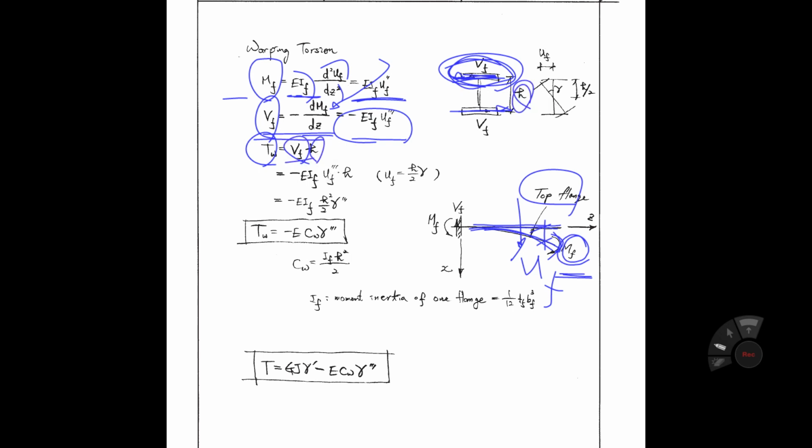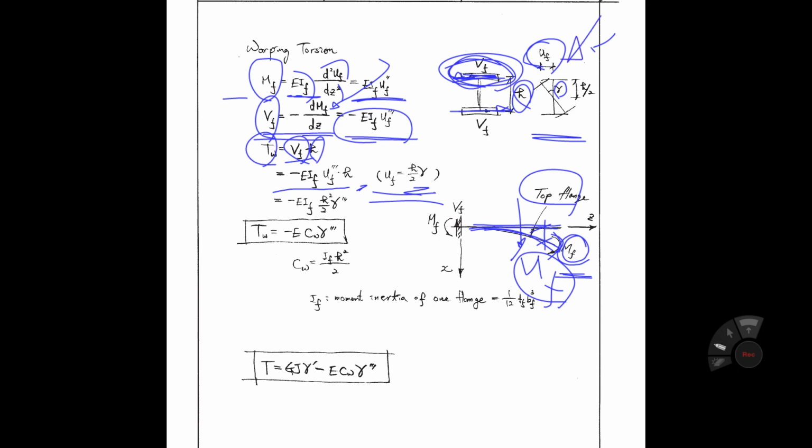So VF equals this one minus EIF UF triple prime times H. If you see this figure, you can consider UF here. That is UF, top flange deformation. UF, this is gamma angle. So you have the equation UF equals H over 2 gamma, right? Because it is small deformation theory.